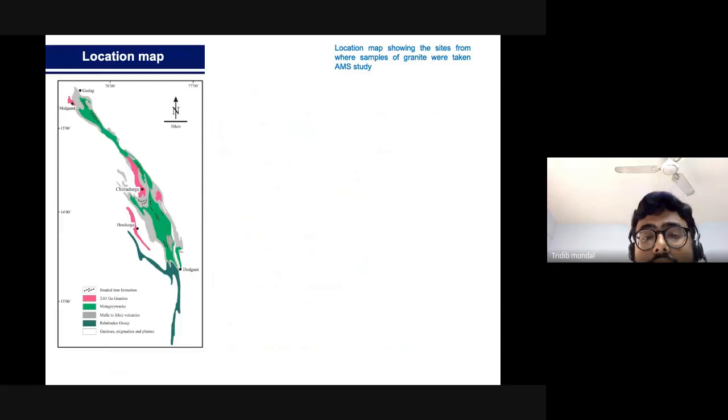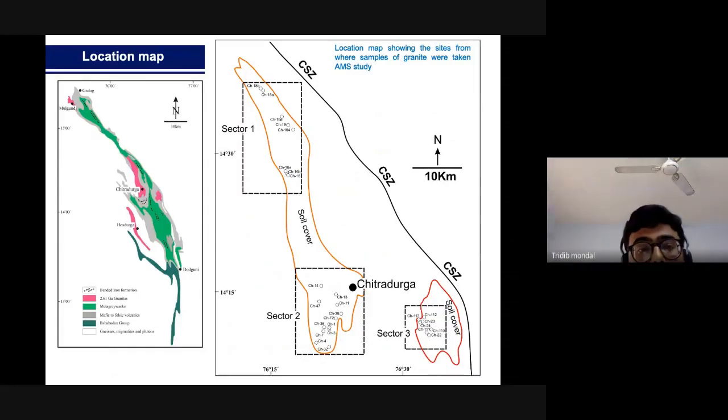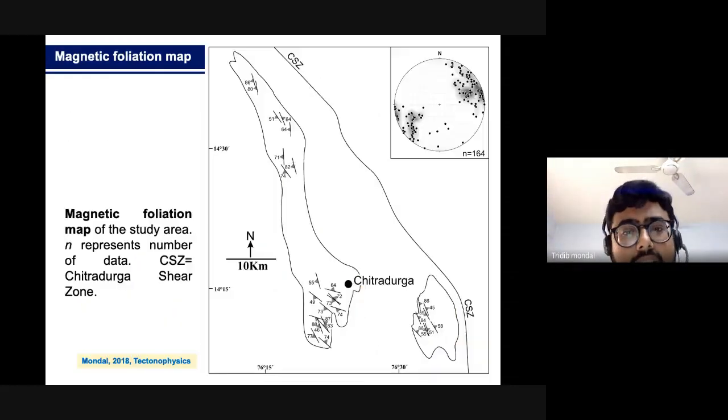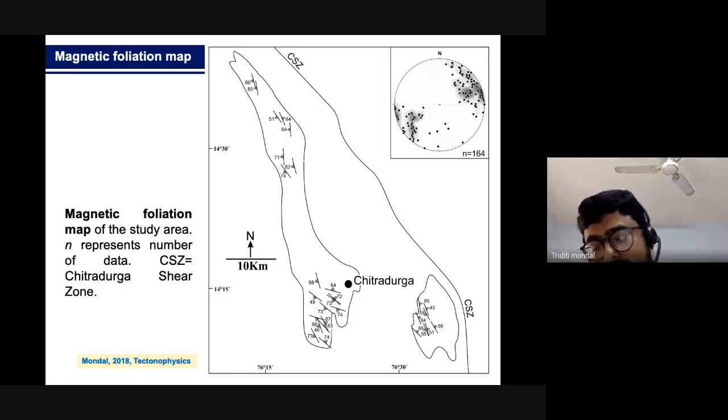Now, coming to the granite, these are the locations from where I have collected the samples, and I have divided them into three sectors for the sake of the analysis. And this is the magnetic foliation map. And here you can see the K3 pole to the magnetic foliation. So dominantly this is northwest-southeast oriented.